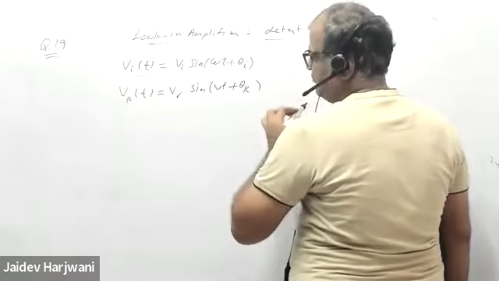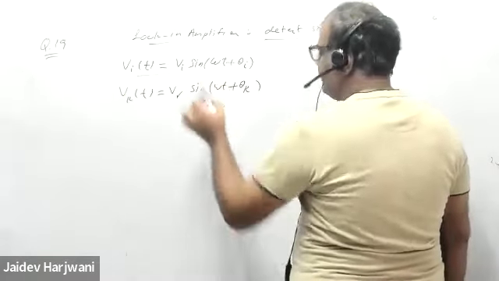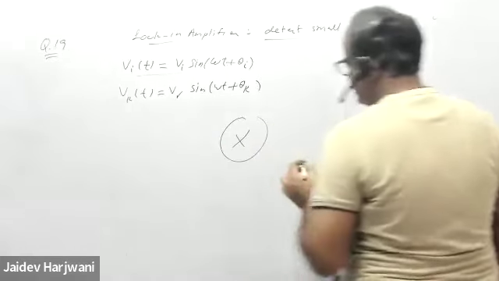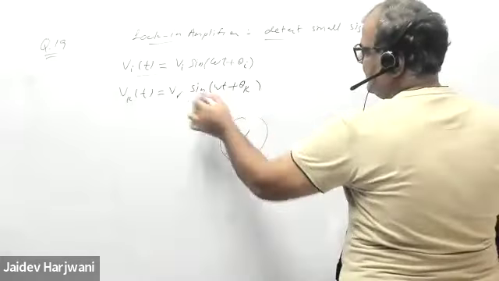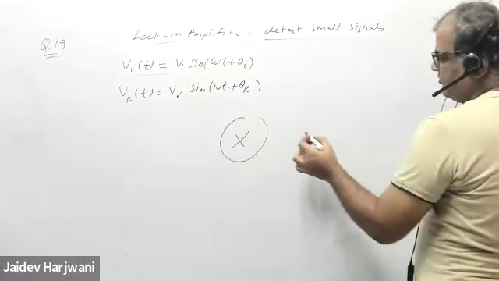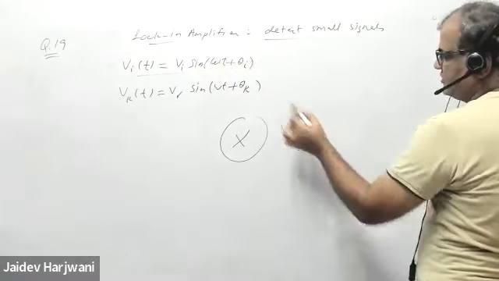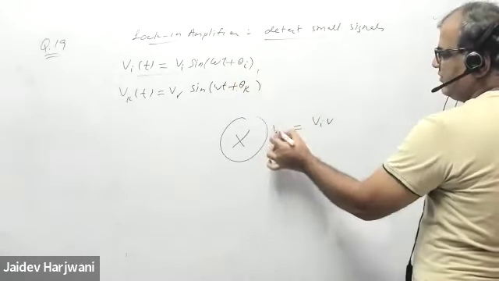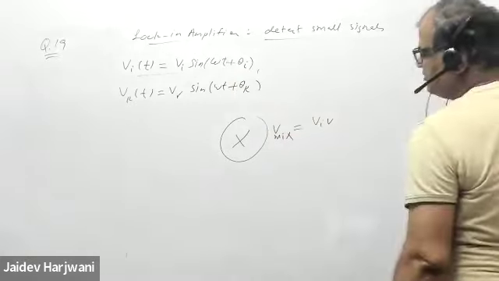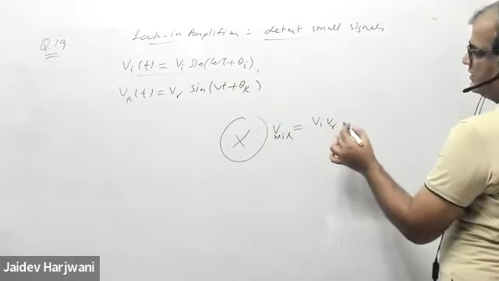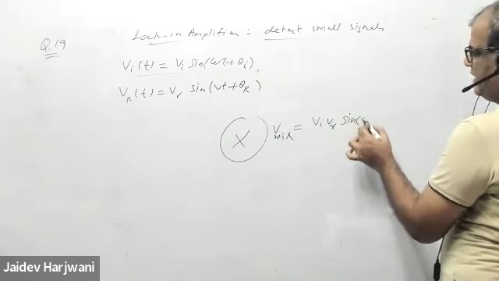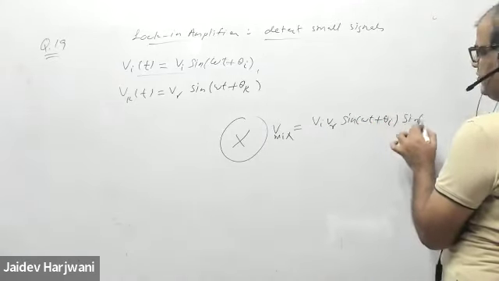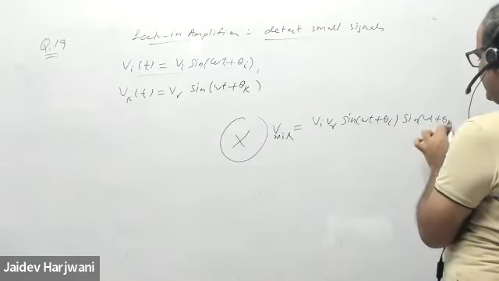This is your input, and this is your reference. It will multiply, it will mix both signals. So the output signal will be the multiplication of these. Tell me what it will be. The multiplication will be Vi times Vr. This is a mixed signal, I'll say Vm mix. So Vi, Vr, sine omega t plus theta i, and again sine omega t plus theta r.